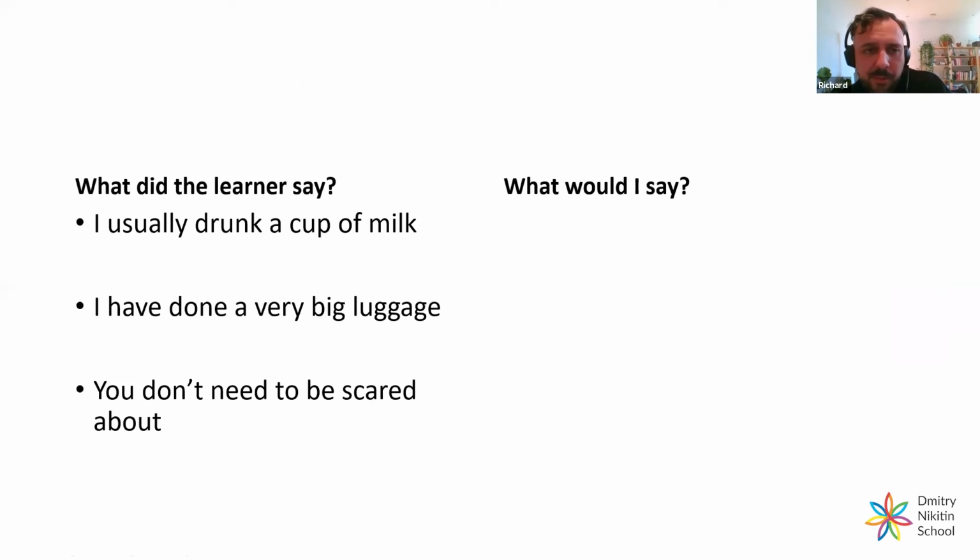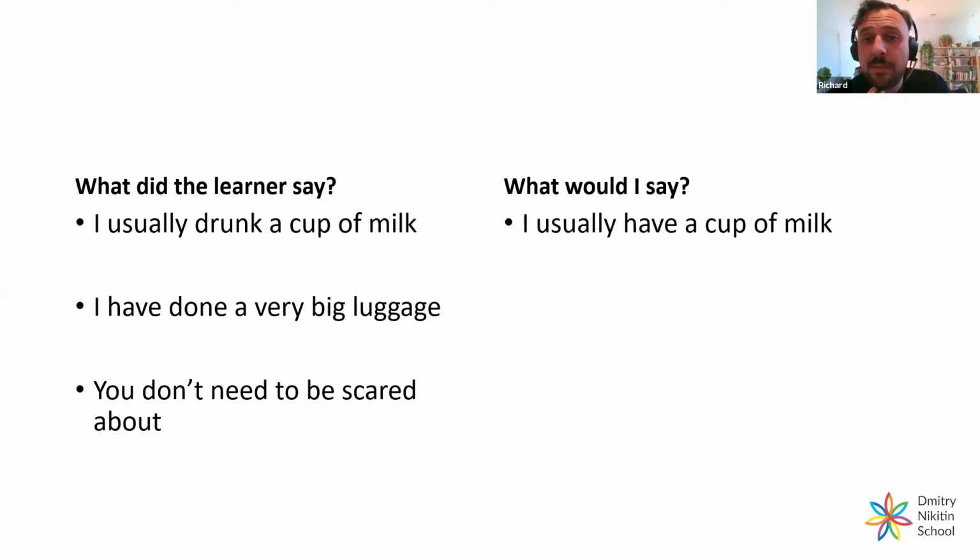I love the second one. I've done a very big luggage. It sounds like something really rude, doesn't it? It's not really what he means. I get what he means, but if we wanted to push him on, give him a more complex way of saying it for his level, then we might look at the verb and look at the collocation, have a cup of milk.